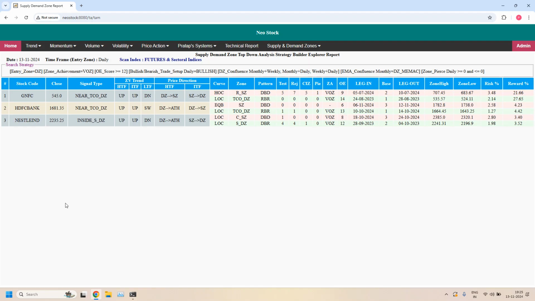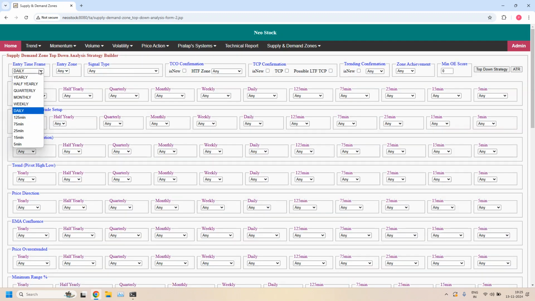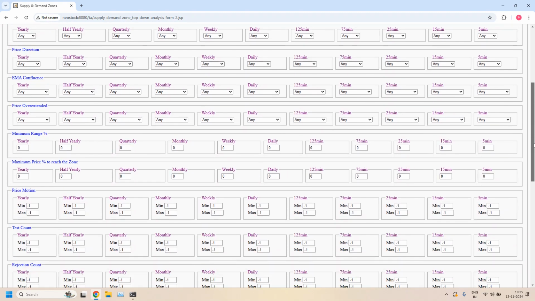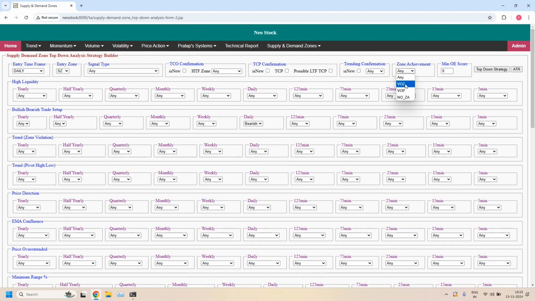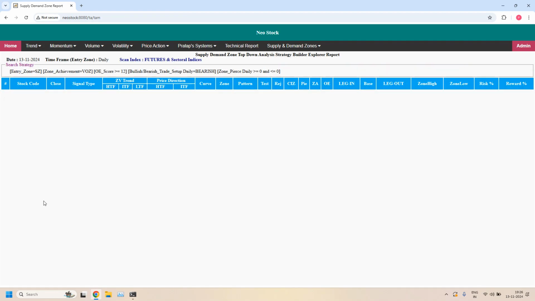Okay, next let us generate bearish trade setup for monthly income trade. Entry time frame daily, entry zone is supply zone. In bullish or bearish trade setup, at daily I am selecting bearish. These daily supply zones should not be pierced. So in the pierced count daily, I am setting minimum value 0, maximum value 0. Zone achievement is VOZ, minimum odd enhancer score 12. All 3 filters applied to daily supply zone. We did not get any bearish trade setup stocks for monthly income trade.